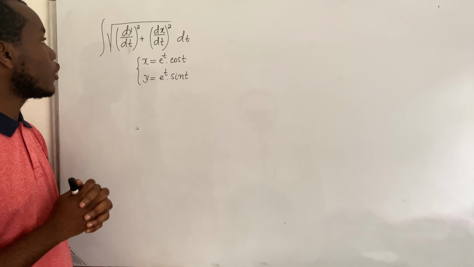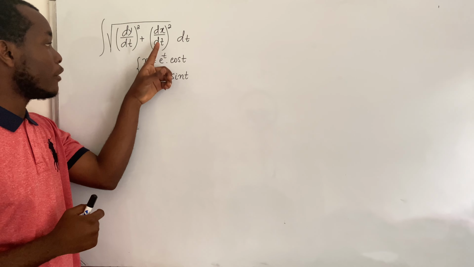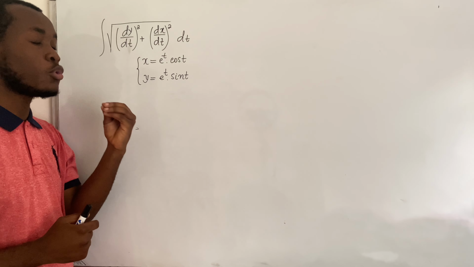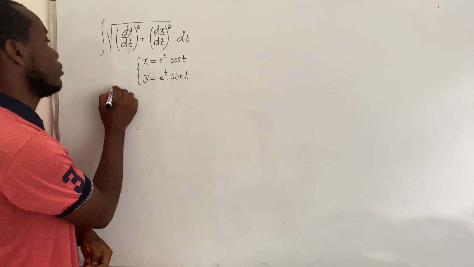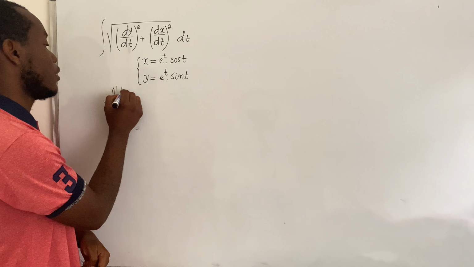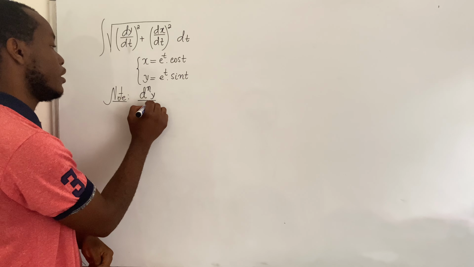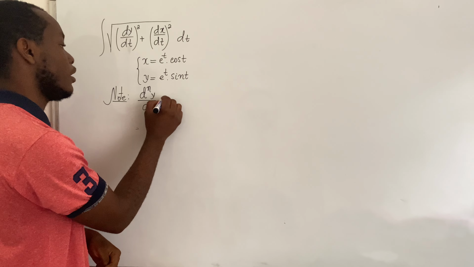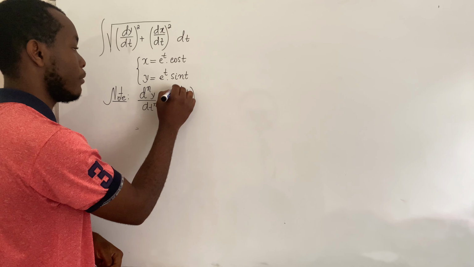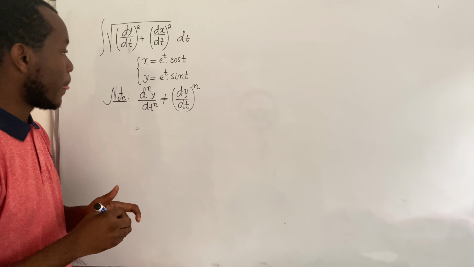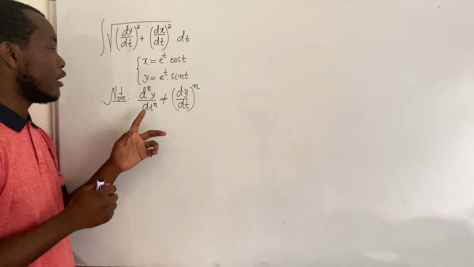Okay, first we have the derivative of y with respect to t, and the derivative of x with respect to t. This is not a second derivative, because we have to be careful in this case. We always have to know that this notation in maths is not the same as this one. They're not the same. This one is the first derivative to the power n, and this one is the nth derivative.